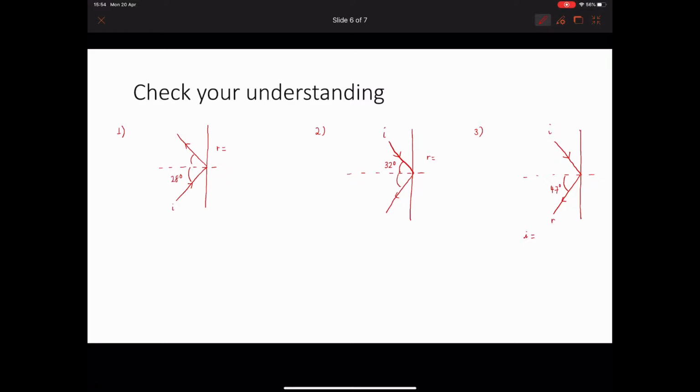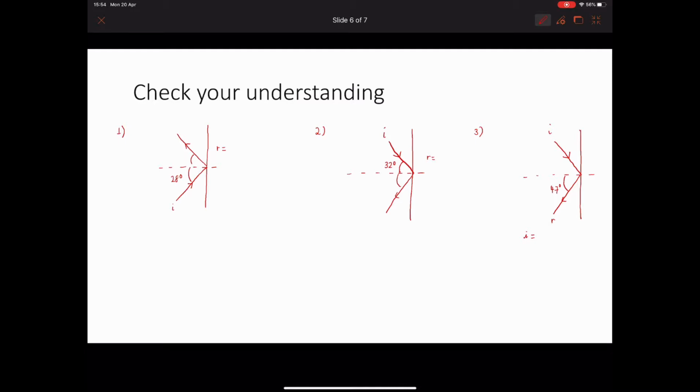Question 1, you have a ray diagram showing you an incident light ray being shone upon a plane mirror at an angle of 28 degrees. So you need to use what you know about reflection to find the angle of reflection. Question 2 is very similar, except this time the incident ray is at a slightly different angle compared to our previous examples. This time our incident ray is being shone at an angle of 32 degrees to the normal line. So again, find out what the reflected ray is.